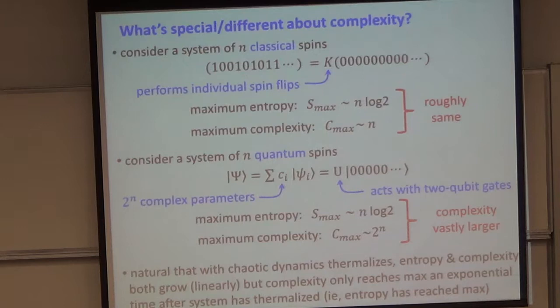And so in this kind of dynamics, I'm going to see that the system has quote-unquote thermalized, i.e. the entropy is maximized, long, long before the complexity. The complexity will continue to grow long after we've reached this maximum entropy.